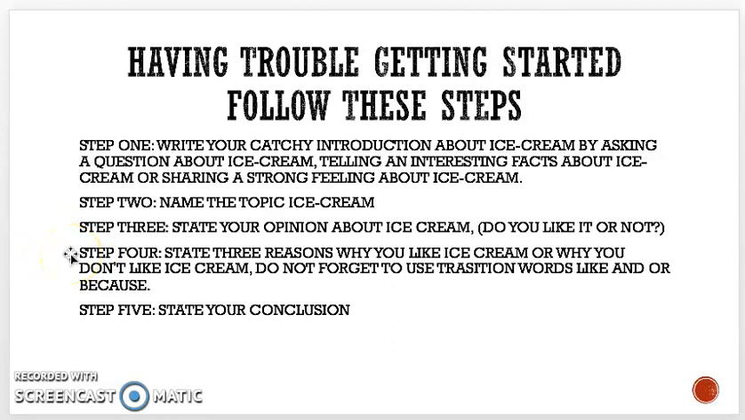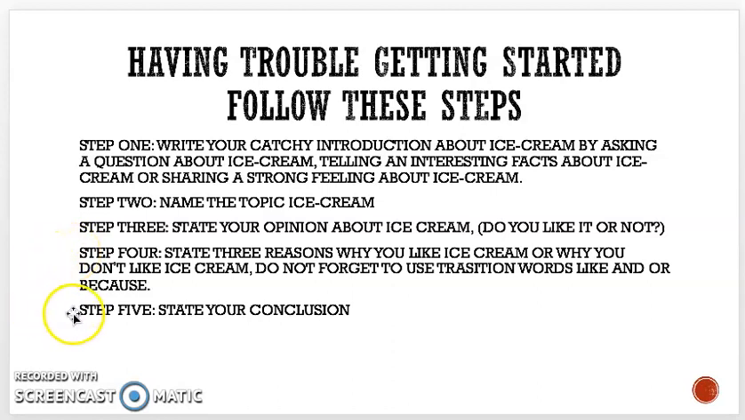State 3 reasons. So up to 3, at least 3. If you want to grow your brain, you can do 4 or 5. At least 3 reasons why you like ice cream or why you don't like ice cream. And do not forget to use transition words like and, or because. You want to make sure these words are in your writing. Like and, because. Remember, at least 3 reasons.